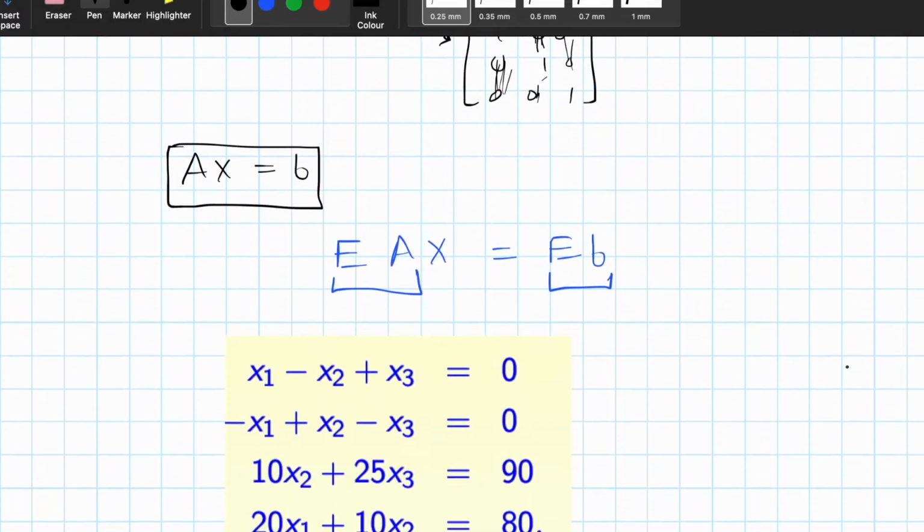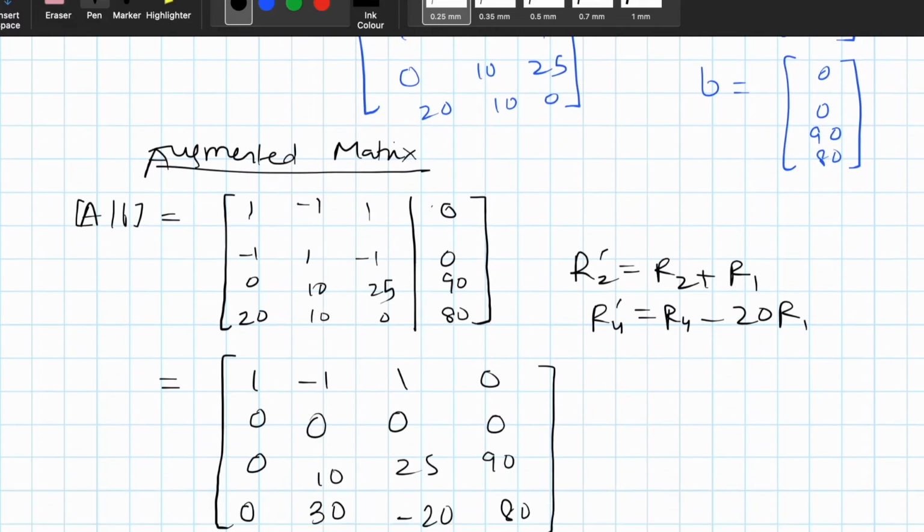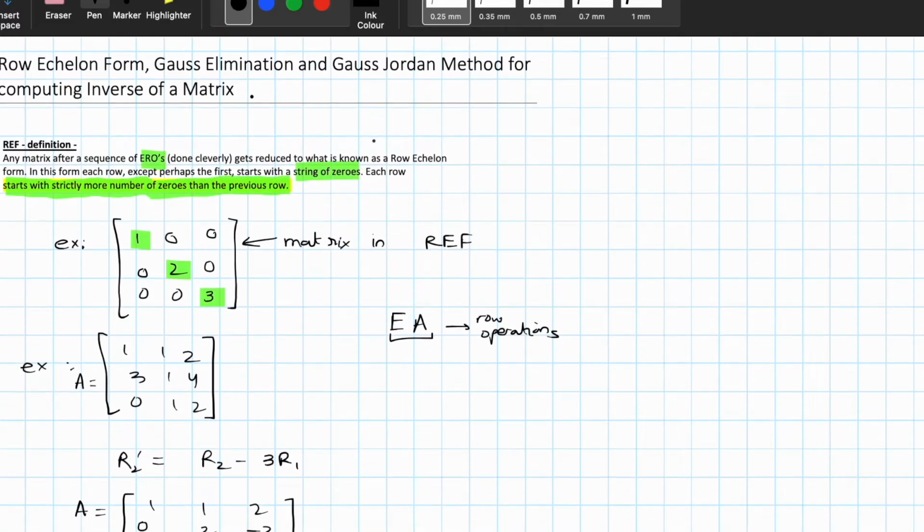So now if we go up and substitute these values, say x1 is 2, x2 is 4 and x3 is 2, we can see these values actually satisfy our given conditions. So by elementary row operations, we have solved this system. So this is what Gauss's elimination is about.